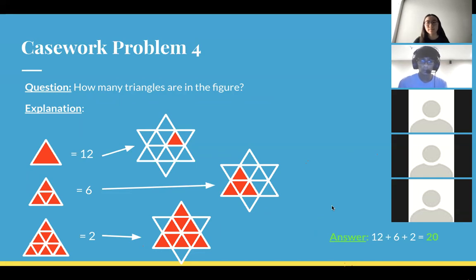All right. Okay. So there's going to be 12 triangles here. There's going to be 12 small triangles that are made of 1. Then there are going to be 6 triangles that are made of 4. And then there are going to be 2 triangles, the big triangles. There are going to be 2 of those. The answer is going to be 12 plus 6 plus 2, and that's going to be 20.